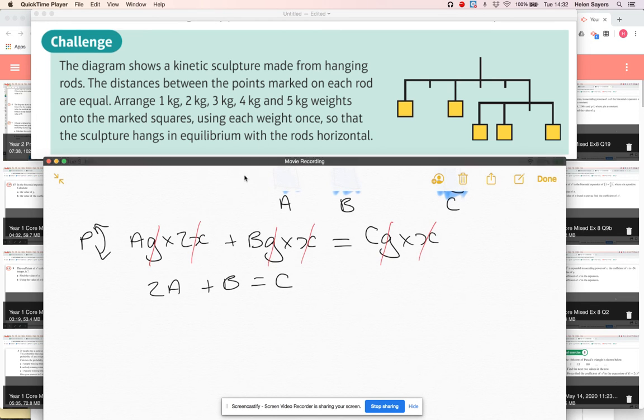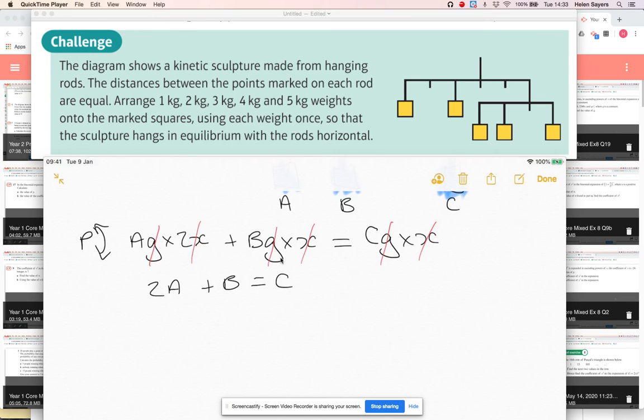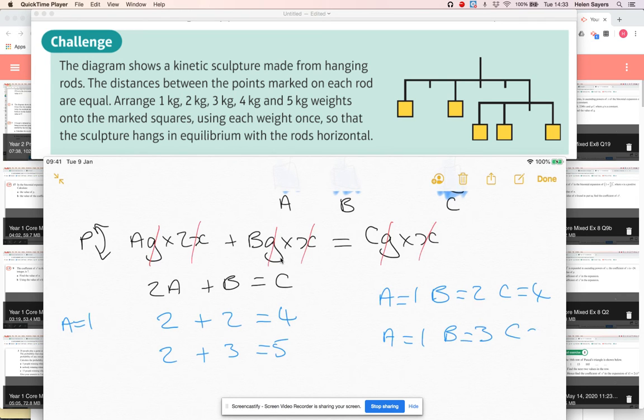So they're 1, 2, 3, 4, 5. Clearly, a can't be 3, 4, 5, because then 2a would be 6, 8, 10, and I don't have a value big enough for c. So if A is 1, for example, then 2a is 2, and it could be 2 plus 2 is 4. So that would be A is 1, B is 2, C is 4. Or it could also be 2 plus 3 is 5. So that would be A is 1, B is 3, C is 5.